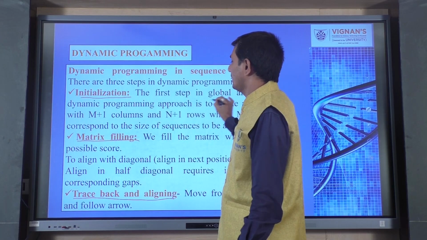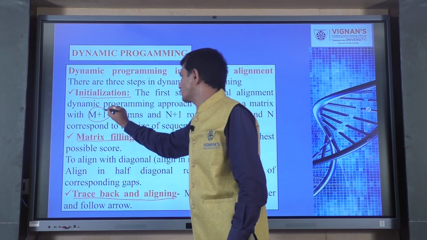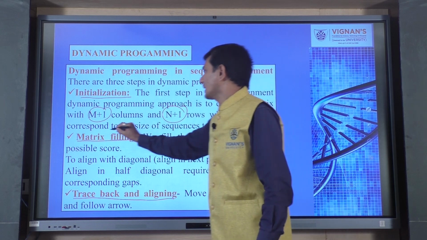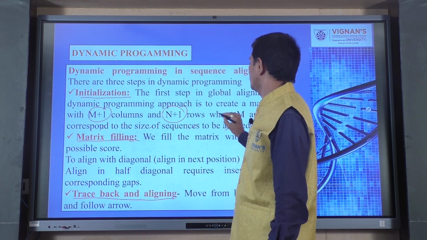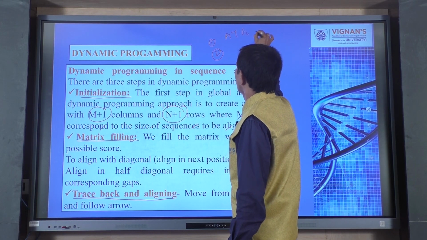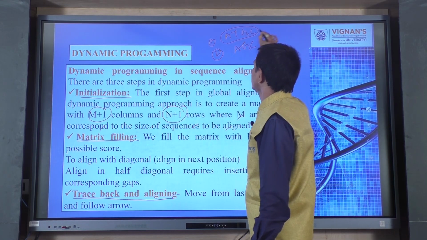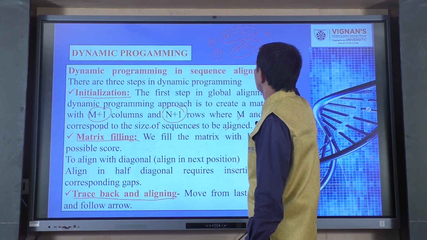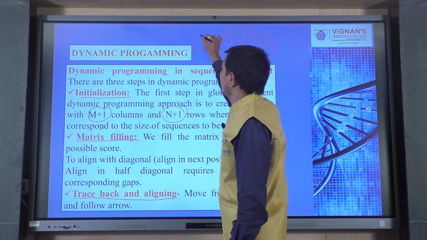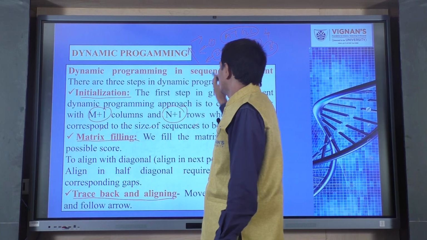The first step in the global alignment dynamic programming approach is to create a matrix with m plus 1 columns and n plus 1 rows, where m and n correspond to the size of the sequences which need to be aligned. Let us take two sequences. The first sequence consists of 4 characters and the second sequence consists of 3 characters. We are going to plot the first sequence along the x axis and the second along the y axis. This is the initialization step.